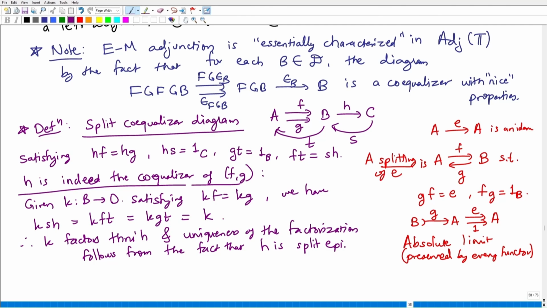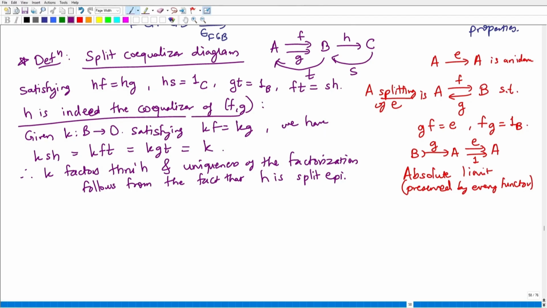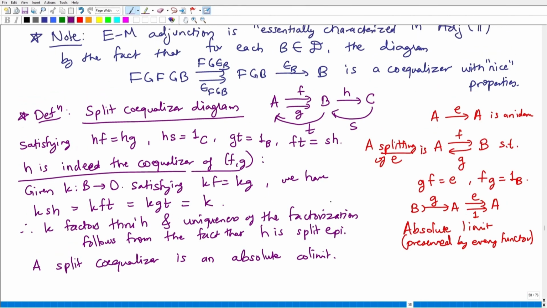But this is a split co-equalizer. And what is the speciality of this? It's an absolute co-limit. Any functor will preserve it, because everything is given by equations. Let me just mention that a split co-equalizer is an absolute co-limit, which means any functor will preserve it.